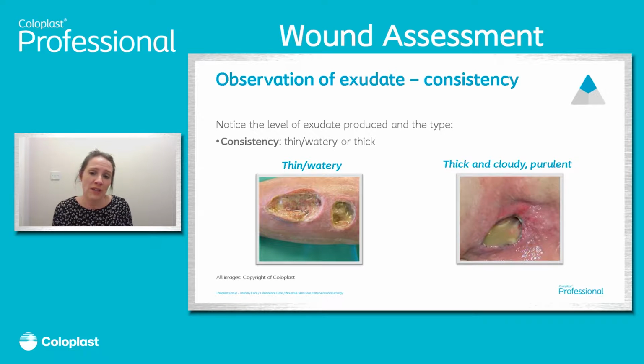We also should be looking at the consistency of our wound exudate. Is it thin and watery, or is it thick, cloudy and purulent? Again, this can help to identify any underlying factors going on with the wound, and make us look at what we need to be doing to help treat the wound. It can be a sign of infection, for example, if we've got that thick, cloudy and purulent wound exudate. So it can tell us a lot. So it's something that we really do need to be observing.